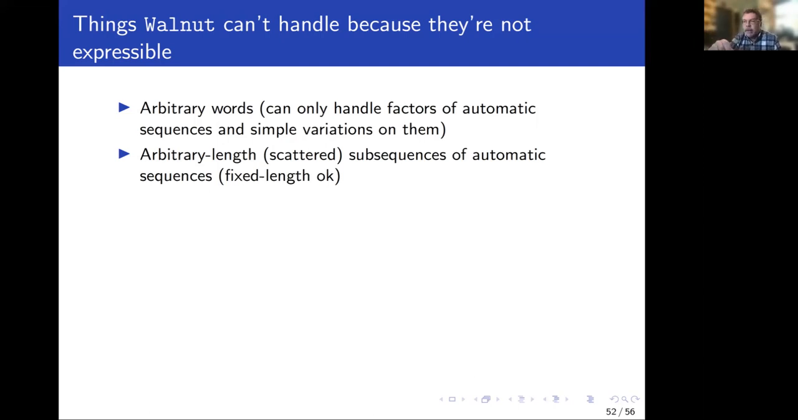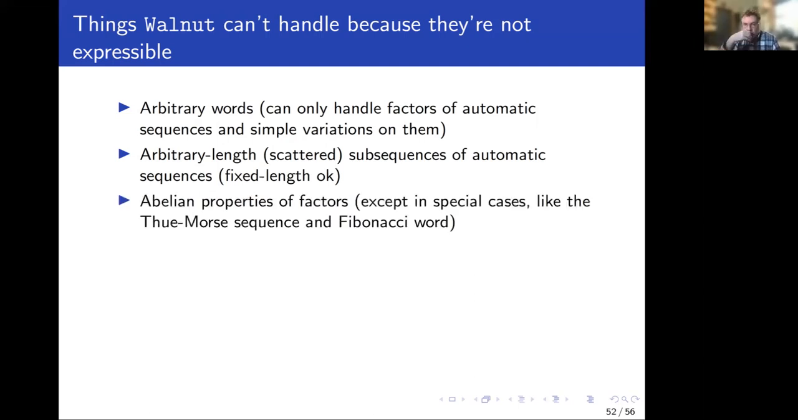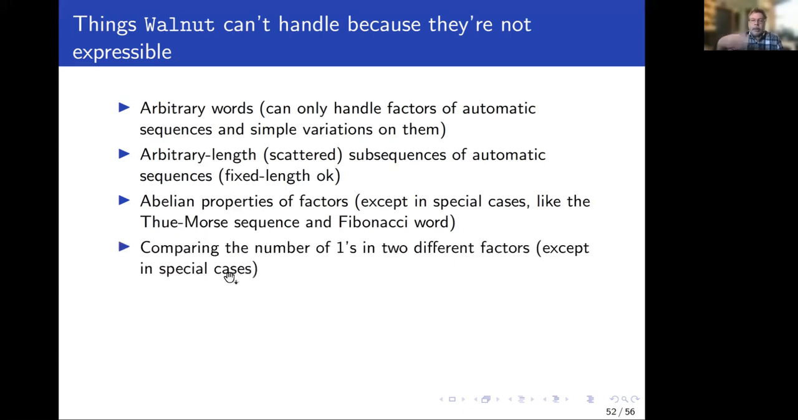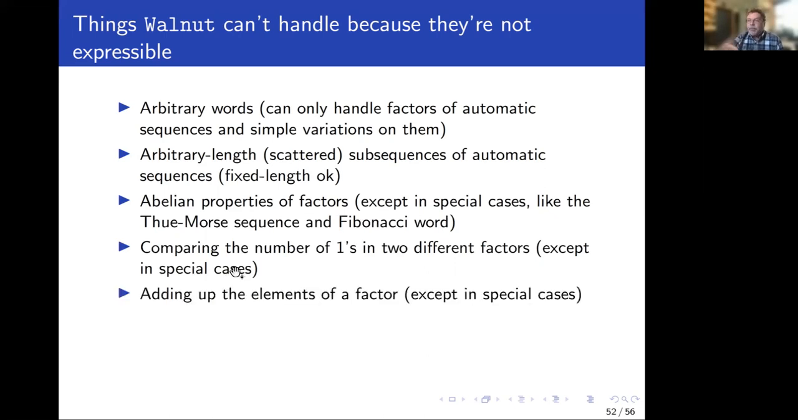But if it's a fixed length scattered subsequence, like a scattered subsequence of length 2 or 3 or 4, that we can handle. Abelian properties of factors in general can't be handled because, again, that requires specifying some permutation, more or less, which you can't do in a first-order statement. Except in special cases like Thue-Morse and Fibonacci, you can do it. Comparing the number of ones in two different factors, again, can't be done except in special cases. Adding up the elements of a factor, treating a factor of an automatic sequence as a list of numbers and adding them up, can't do that except in special cases.